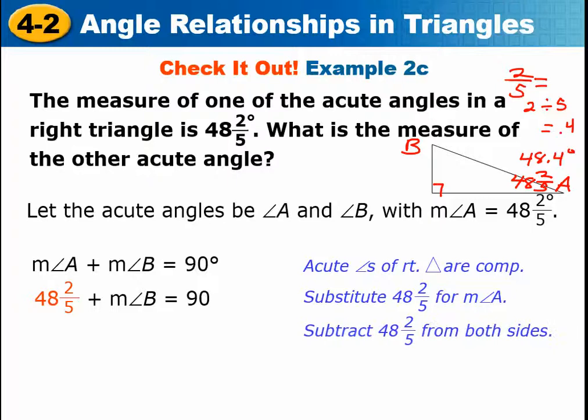And then we need to subtract 48 and 2/5 from both sides. And we get that the measure of angle B is 41 and 3/5, or if you had changed it to a decimal, you would get 41.6 degrees. So that one we actually get a numeric answer for.